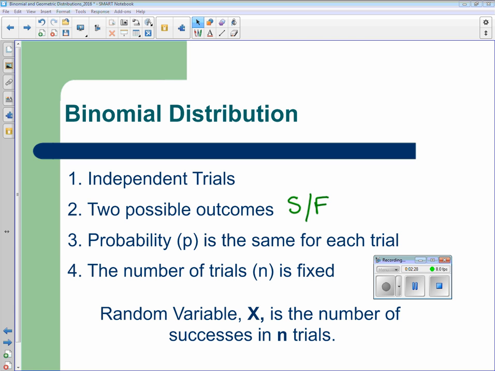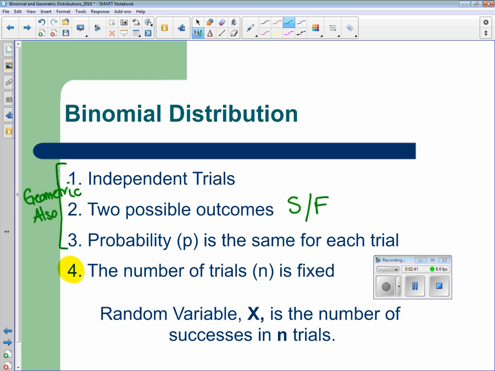And this is actually one that is only for binomial. These top 3 are also for geometric. Okay, so geometric also. We'll talk about geometric more on Tuesday. But you should have read a little bit about geometric when you read the chapter. The number of trials is fixed.